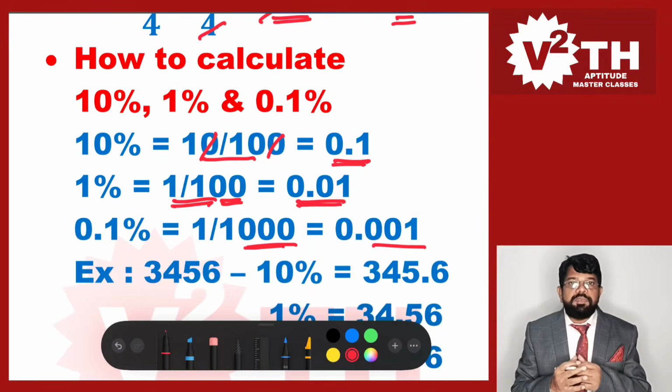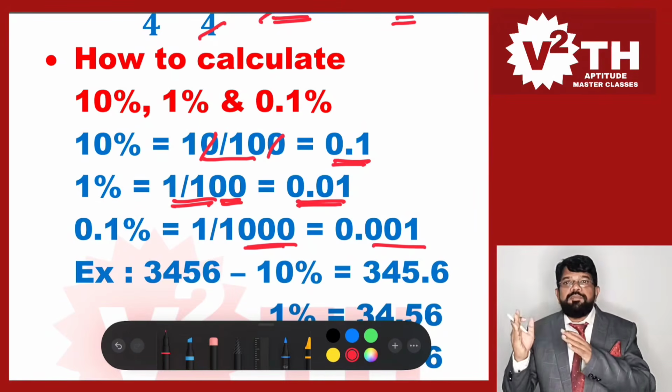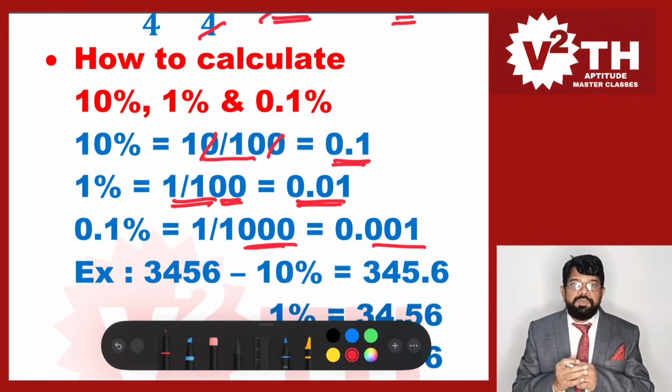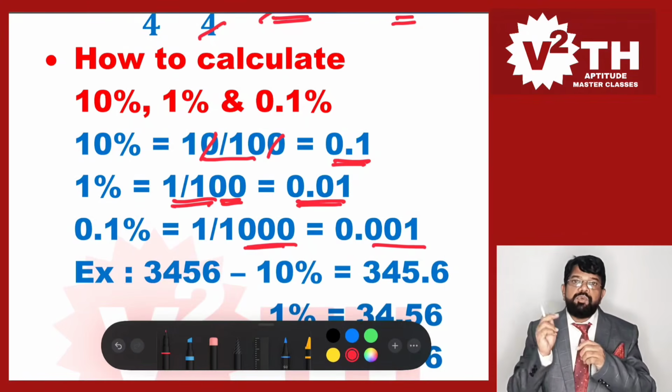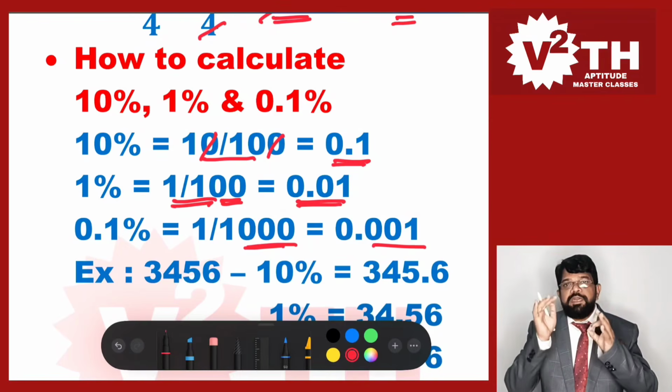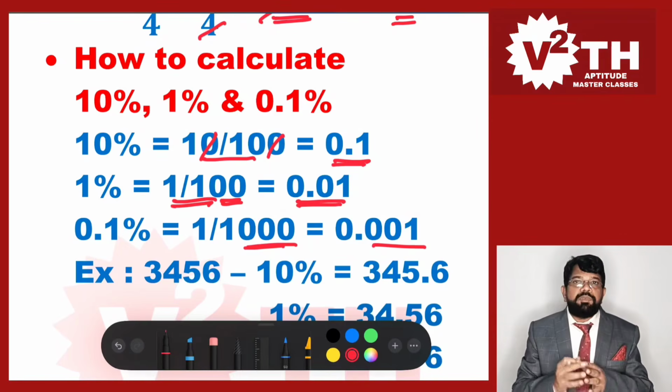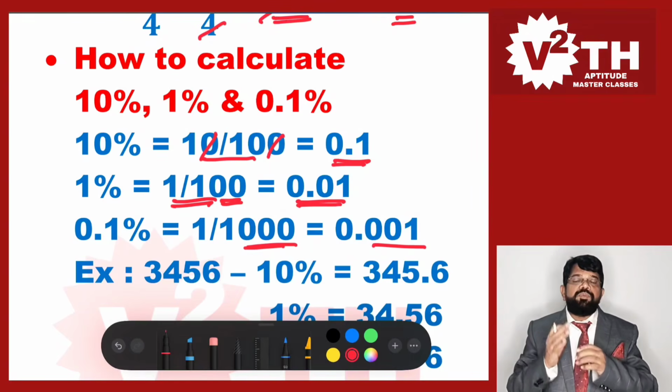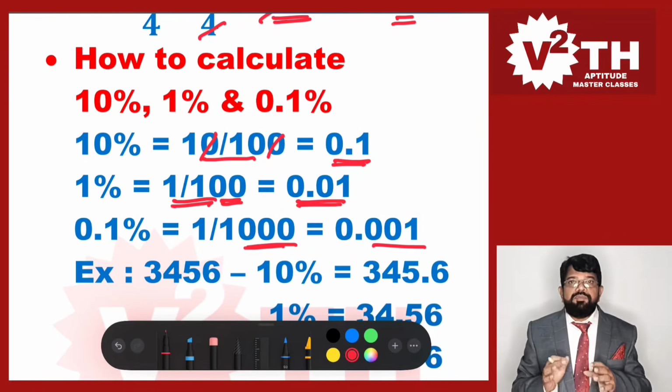By observing these examples here, 10% means you put the decimal after one digit from right. 1% means you put the decimal after two digits from right. 0.1% means after three digits, you put the decimal. After one digit, after two digits, after three digits. 10%, 1%, 0.1%. That you have to fix in your mind. So for any value, 10% means after one digit you put the decimal, 1% means after two digits, and 0.1% means after three digits.